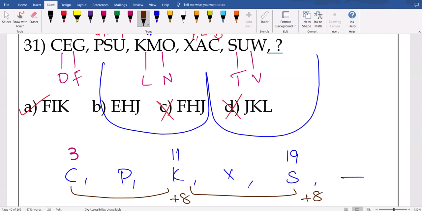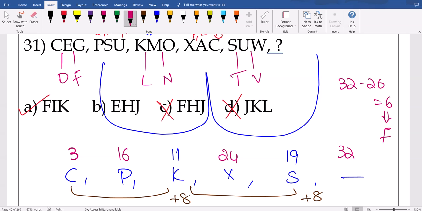Plus 8. Okay. In fact, here 16 minus 5 also 11. Here 24 minus 5 is 19. Also okay. 16 plus 4 plus 8 is 24. 24 plus 8 is 32. When you get more than 26, remove 26 from that, which is nothing but 6. 6 means nothing but the letter F. When you get more than 26, remove 26 from that, and that will give the respective letter.